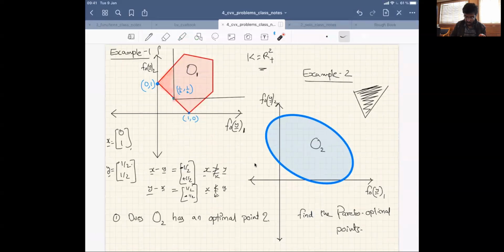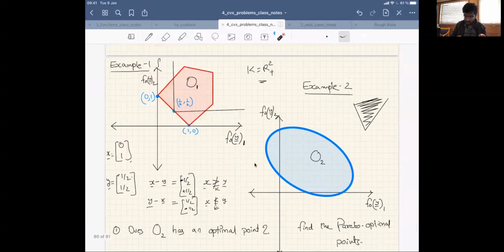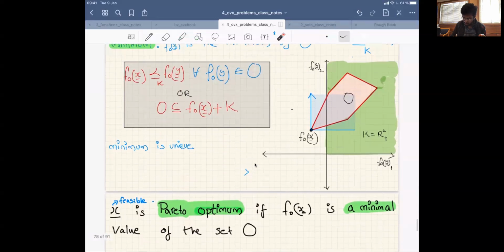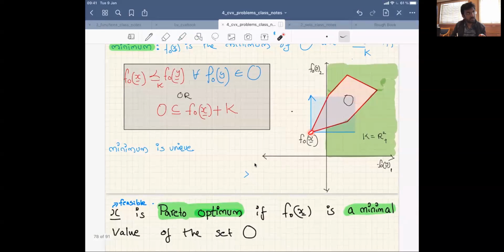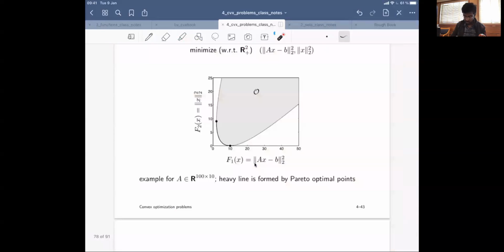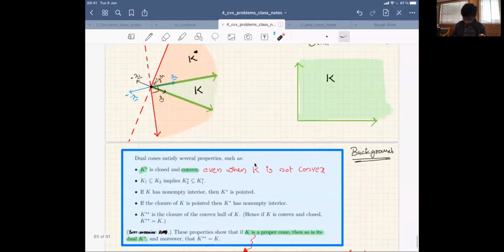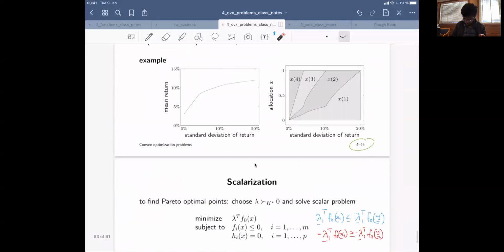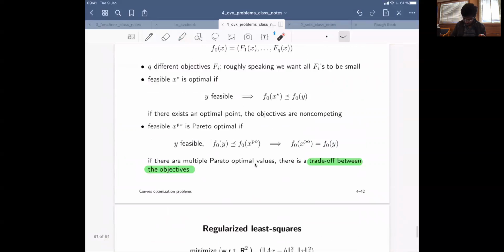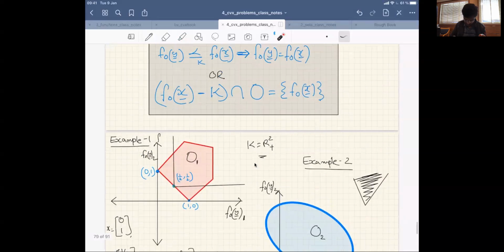Okay. So minimum exists only in the situation where this point is comparable with all other points in the set. But if the cone were not R plus, but a bit rotated, then we would have the same thing. It depends on the set, right? So it depends on the shape of the set.